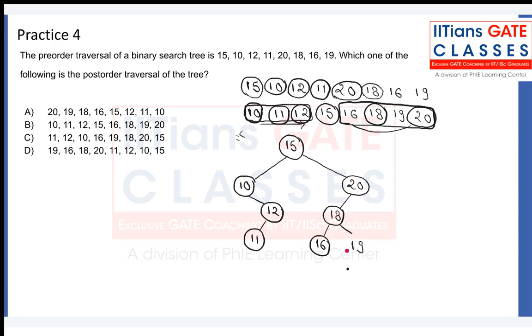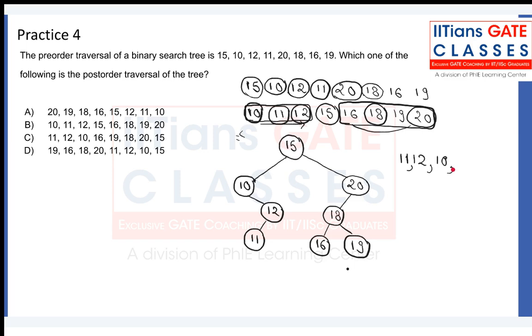Now if you try to find the post-order, you will go left, then right, then root. So left, you reach 10, it's a subtree. Left, there's nothing. Right, there's a subtree 12. Left, so first you process 11. Right, there is nothing. Then you process the root. So 11, 12. Then you process the root 10. Now this left subtree of 15 is processed. Now you go to the right subtree.